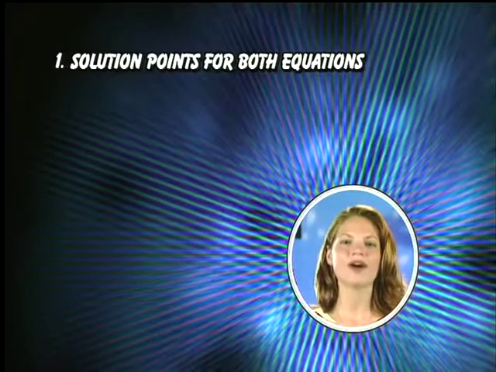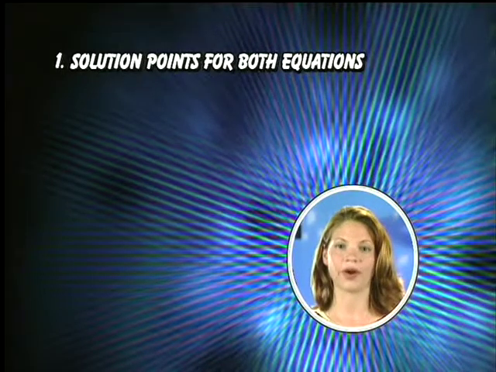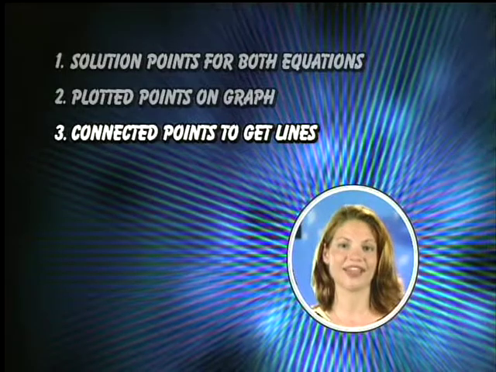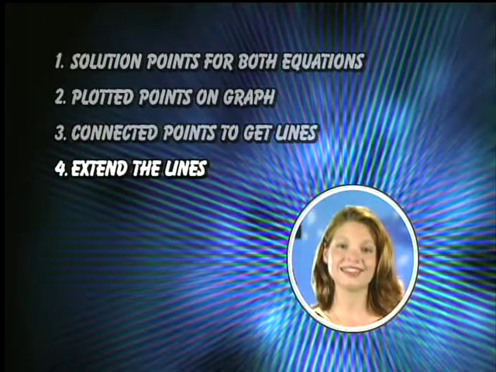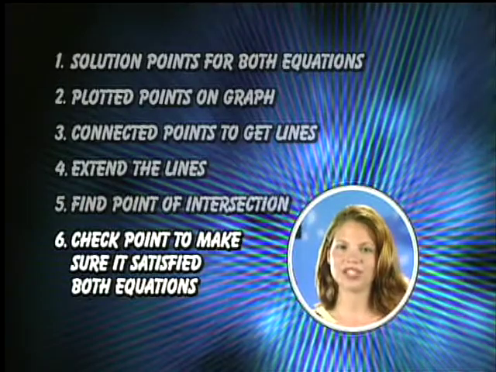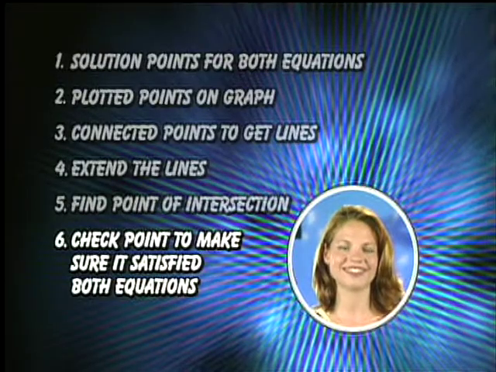Whew, that process was a bit lengthy, so let's do a quick recap of the steps we used. We started by getting solution points for both our equations. Then we plotted those points on our graph and connected the points to get the lines. Next, we extended the lines and found the point where they intersected. We then checked this point to make sure it satisfied both equations.